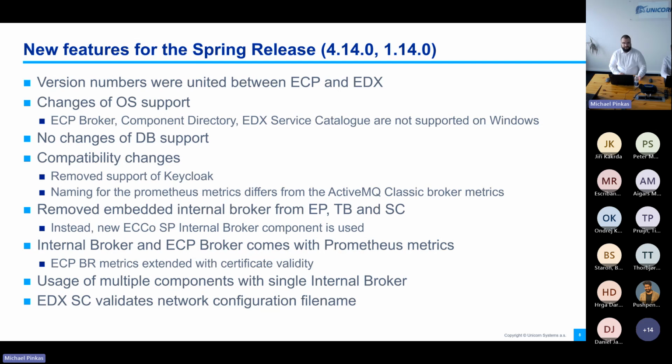Also, the naming of some Prometheus metrics differs from the ActiveMQ Classic, which was used on the ECP 4.12 and the older versions. Now it's a bit different. However, the table with description of the name change is described in, I believe, the administration guide.